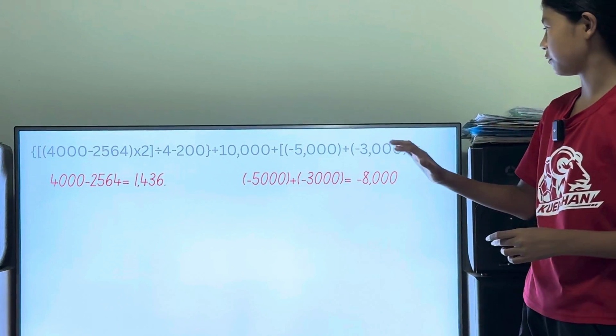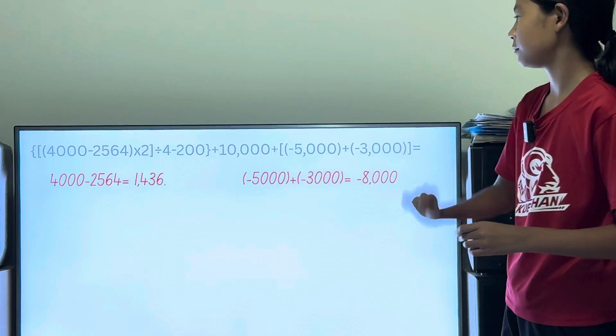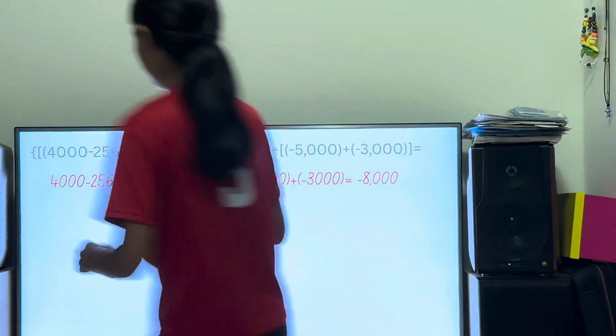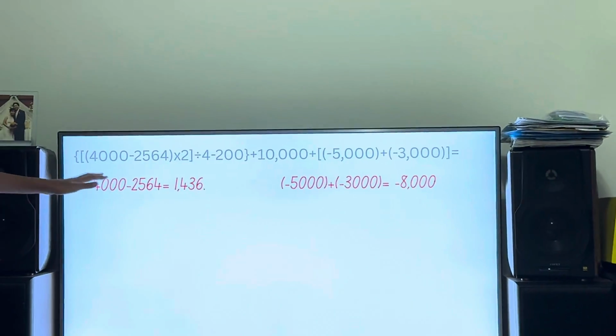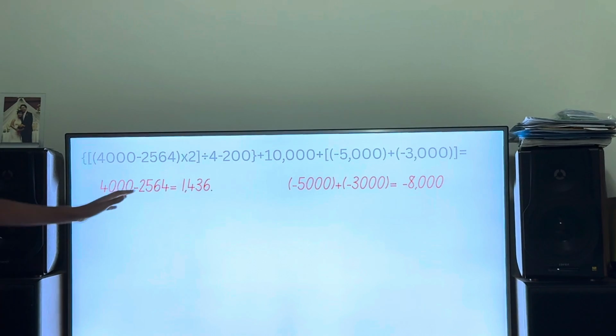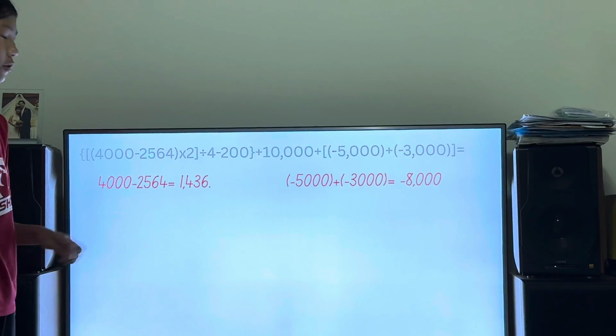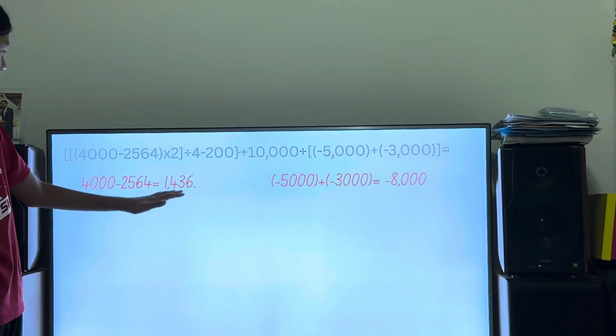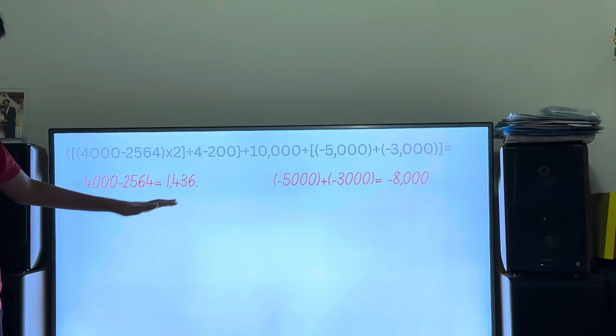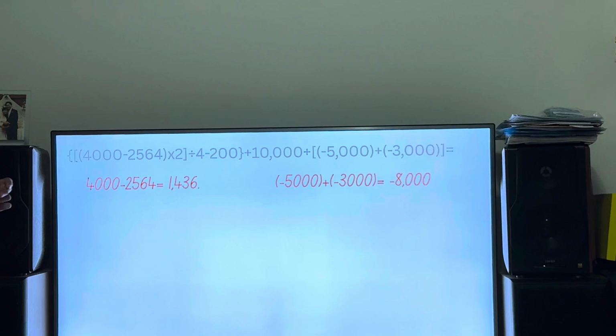So here, this is the first part of the equation. We'll first start with his original amount here. We have 4,000 minus 2,564 equals 1,436. So that is the amount of apples that he has left after the campaign.